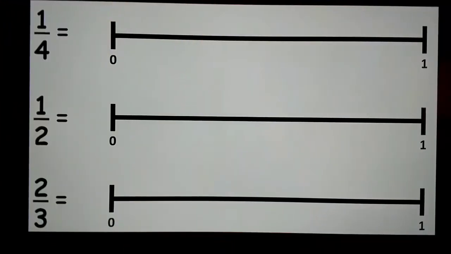Now it is your turn. Let's divide the line, first of all, into quarters because it shows 1/4. So go ahead and think about that. After you divide the line into fourths, you need to find its equivalent. Then do the same for 1/2 and 2/3. I'll give you some time to do that now.